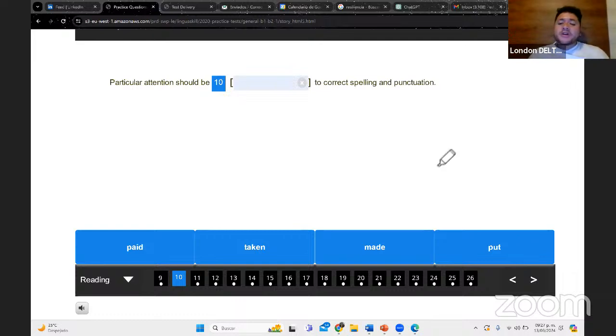Okay, so this is a question of vocabulary. Es una pregunta de vocabulario, no es de gramática. How do we know that? Well, because all the verbs are in the same form, están en pasado participio. Paid, taken, made, put. Entonces no es una pregunta de gramática, es una pregunta de vocabulario. So basically it's asking you, ¿cómo se dice prestar atención? Pay attention, take attention, made attention, or put attention.